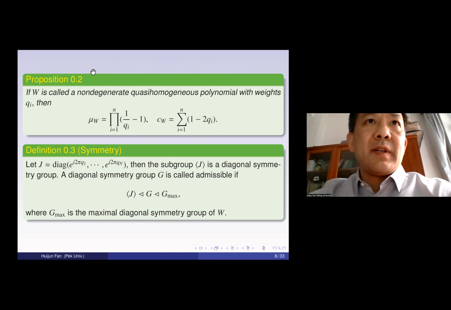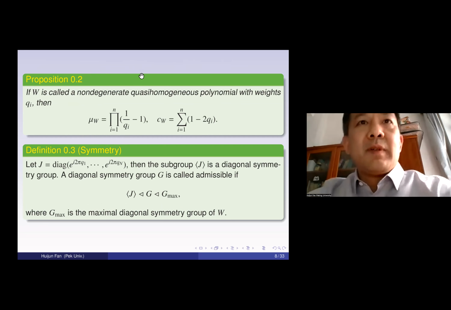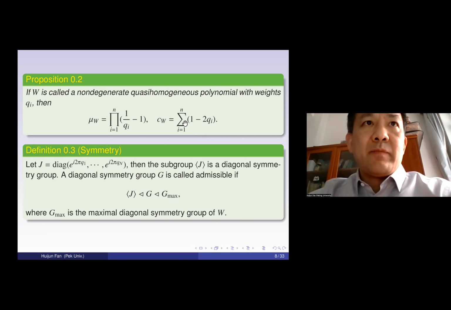And then for this general non-degenerate quasi-homogeneous singularity W, we can calculate the Milnor number. There is a formula for the calculation. So mu of W equals the product of those numbers, 1 over Qi minus 1. And the central charge of W is just the sum of 1 minus 2 Qi. So this provides the computation of invariants of W.